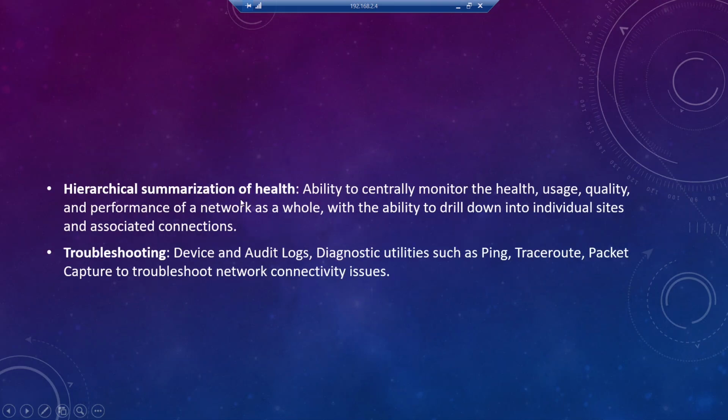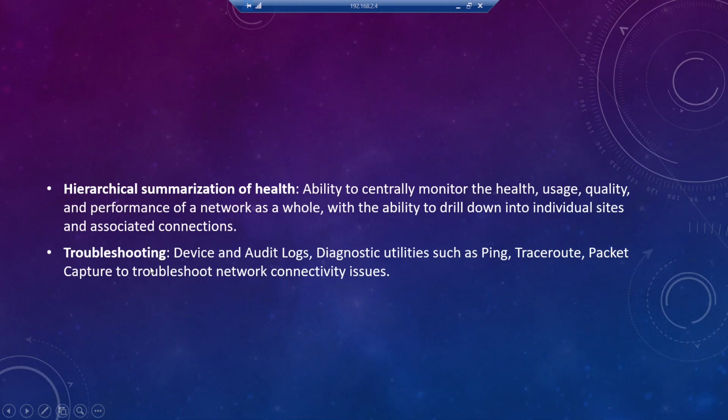Hierarchical summarization of health: the ability to centrally monitor the health, usage, quality, and performance of a network as a whole, with the ability to drill down into individual sites and associated connections. So you have multiple sites, right? With the help of Orchestrator service, you can drill down, zero in, and find out the health, usage, quality, and performance of the entire network as a whole.